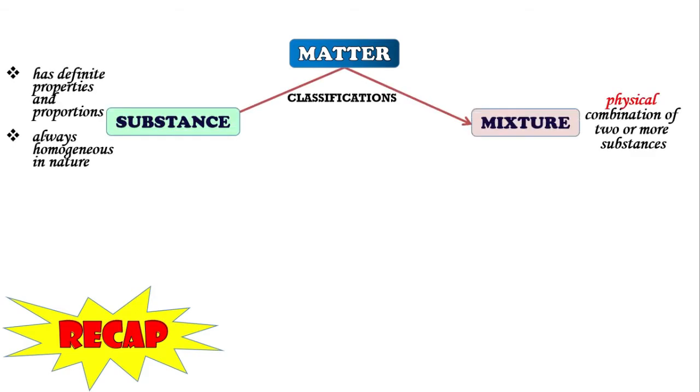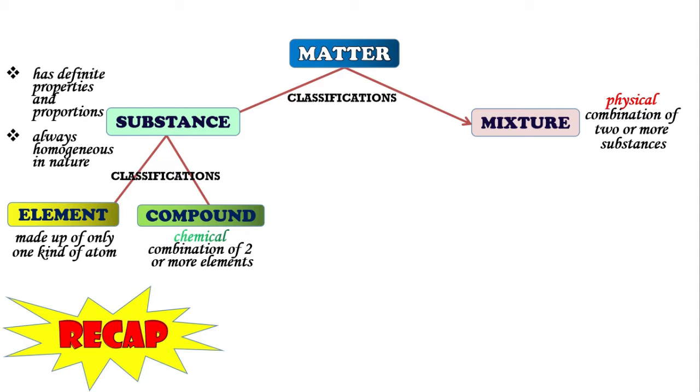Let us have a recap. Last time, you learned about classifications of matter, wherein we have substance and mixture. Substance has definite properties and proportion and is always homogeneous in nature, while mixture is a physical combination of two or more substances. Classifications of substance: element and compound. Element is made up of only one kind of atom, while compound is made up of two or more kinds of atoms, because it is a combination of two or more elements.